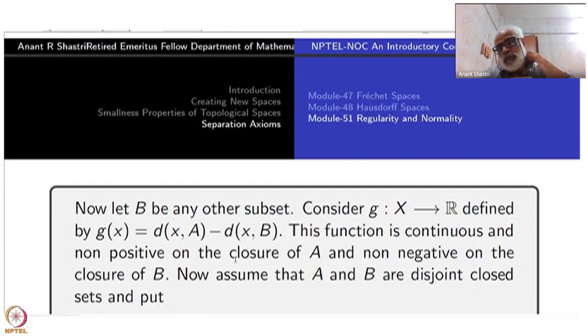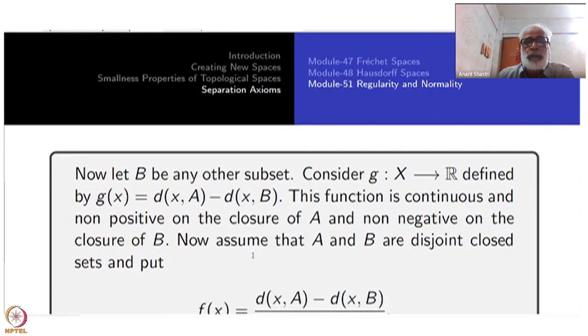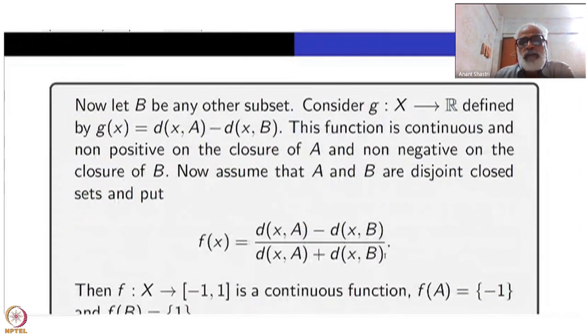Now you take a special case when A and B are disjoint closed sets. When A and B are disjoint closed sets, at least one of d(x, A) and d(x, B) must be non-zero for all the points, because A and B are disjoint. So if d(x, A) and d(x, B) are both zero, x will be inside A intersection B. So there is no intersection, right? Therefore, the sum function will never vanish.